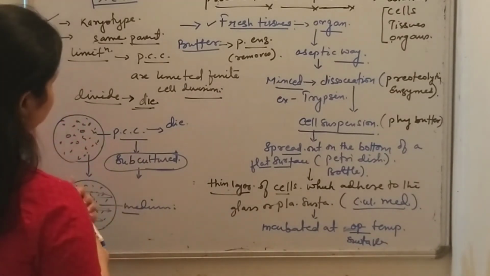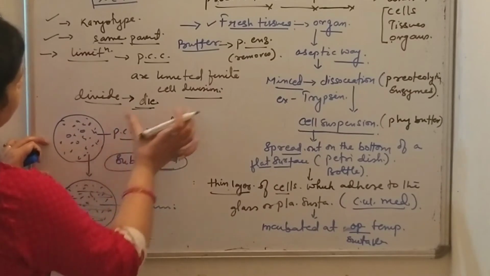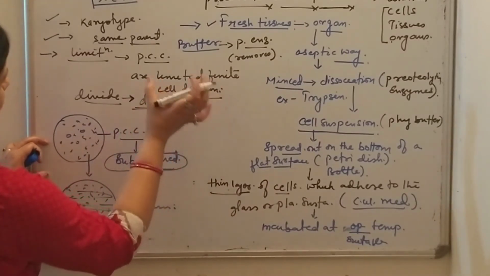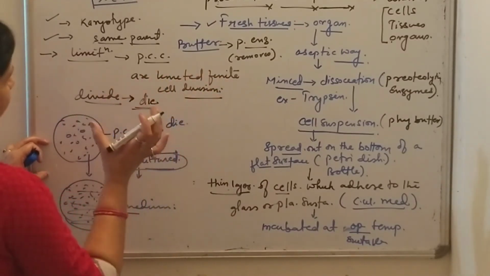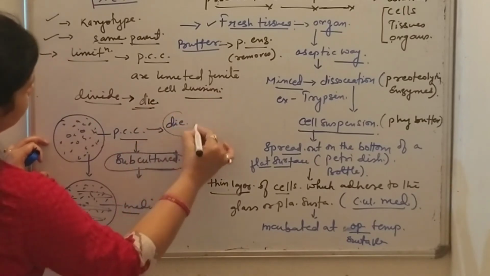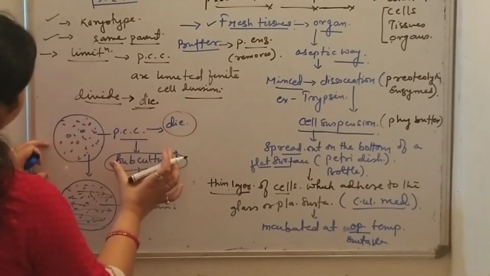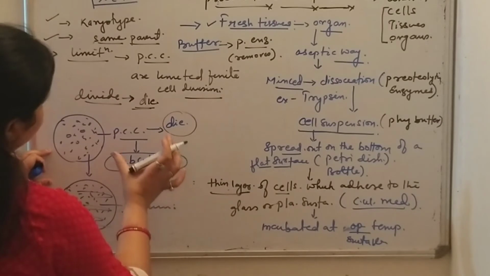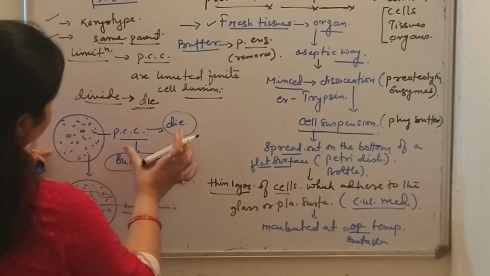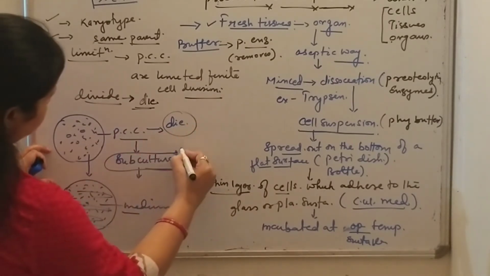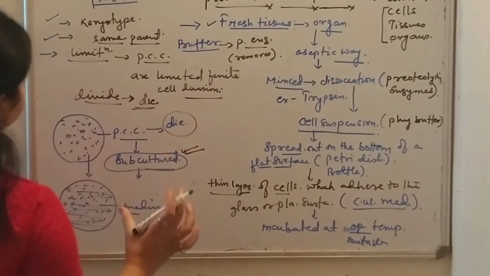This primary cell culture has one limitation: it has a finite number of cell divisions, a finite number of times they can divide and grow, and after that they will die. So they need to be subcultured, or transferred into another vessel. So subculturing is the first process.